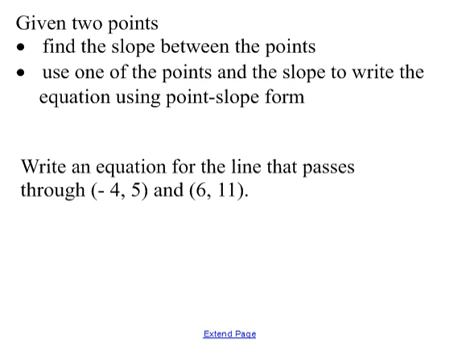Now, sometimes it's not that easy. We're given 2 points. So the first thing we have to do when we're just given 2 points is find the slope between the points. Once we find the slope, then we can use either one of the points to put it in point slope form again.